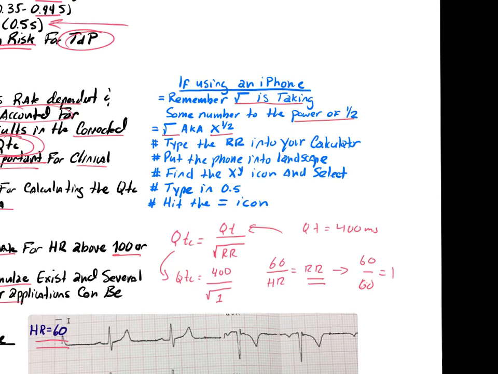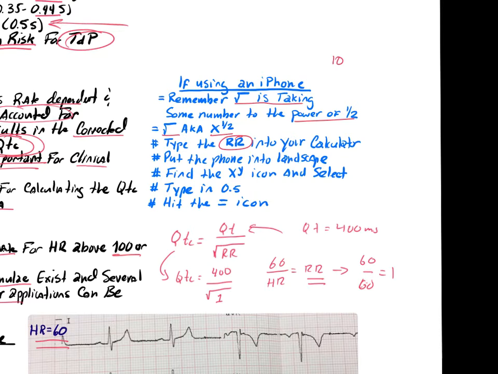Go to your calculator, type in whatever you get for the R to R. Let's use 10, okay? So go to your calculator, put 10 in if you're using an iPhone. If not, then you may just have a square root button and you won't have to worry about this, okay? All right.